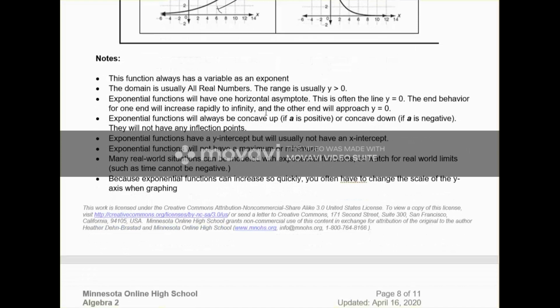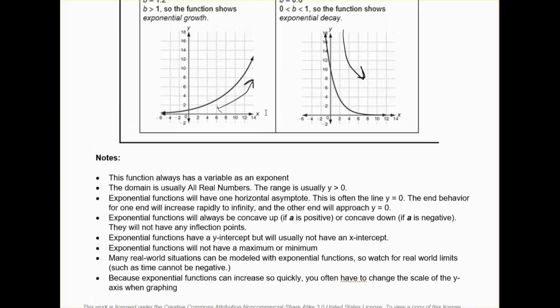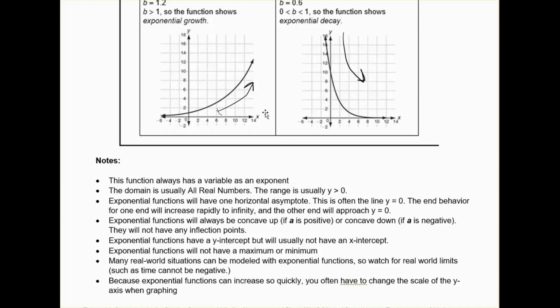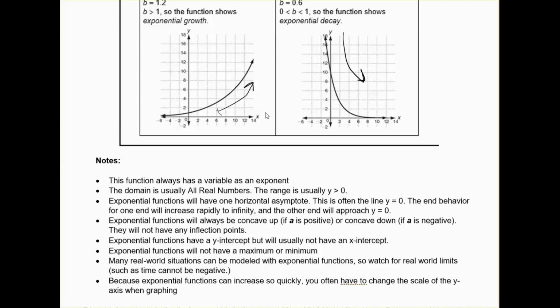And here are some more notes about exponential functions. The function always has a variable as an exponent. We talked about that. The domain is usually all real numbers, and the range is usually y is greater than 0. Not always. Sometimes there will be a translation so that the range is different than that. Exponential functions will have one horizontal asymptote. In both of these, that horizontal asymptote is the line y equals 0.